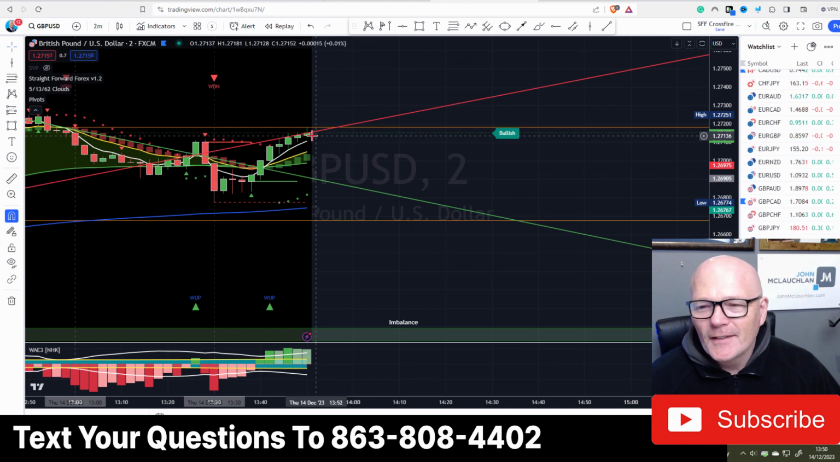Yeah, look, see how it's come through there, it's resisting through there, it hit the pivot line, which is resistance, and it's bounced off it. So it's nothing on this, not yet.